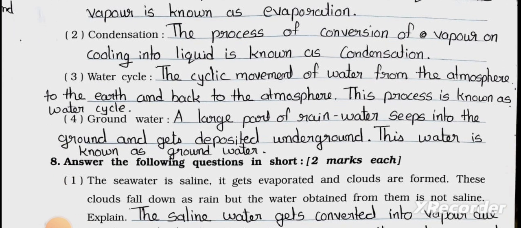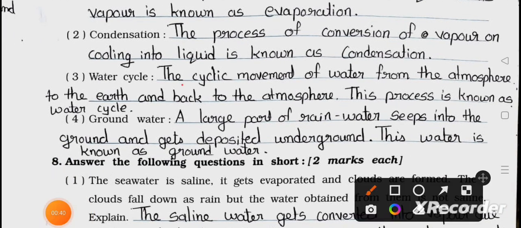Number 3. Water cycle. The cyclic movement of water from the atmosphere to the earth and back to the atmosphere. This process is known as water cycle. Number 4. Groundwater. Answer is a large part of rainwater seeps into the ground and gets deposited underground. This water is known as groundwater.